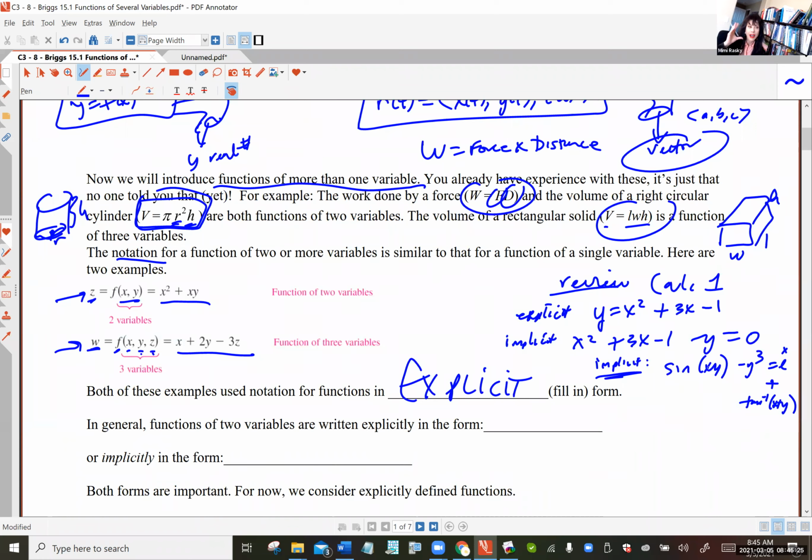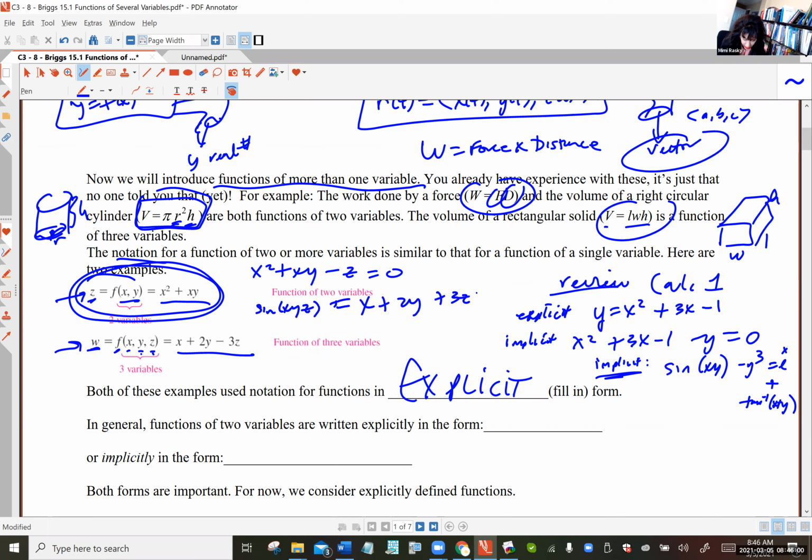We have the same idea here in Calc 3. You could have an explicit function like this, or if you rewrite it where you get everything on one side, where it's not solved for z, say, that would be the implicit format for it. But you could have really nasty implicit functions of x and y, where there's no way, even if you had 2 PhDs in math, you could solve it for z. I'll just do an example here, like sine of xyz equals x plus 2y plus 3z. That would be implicit.